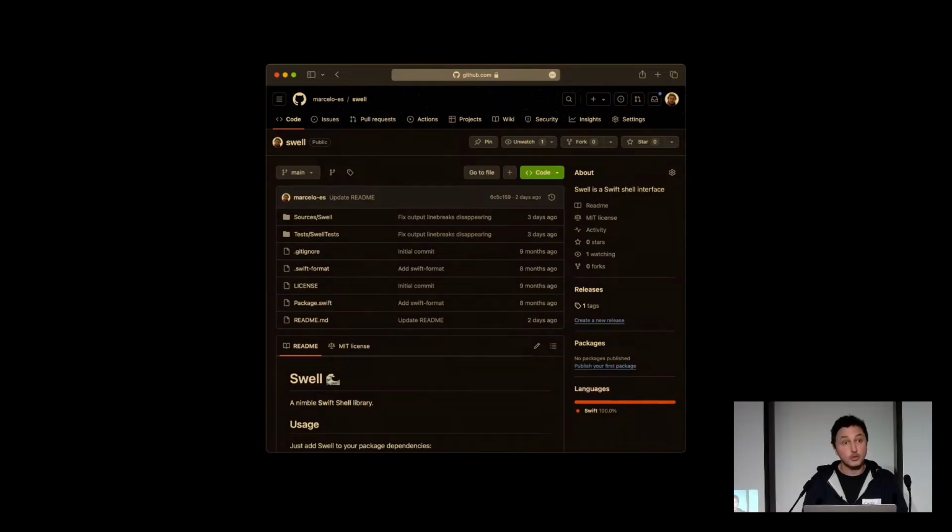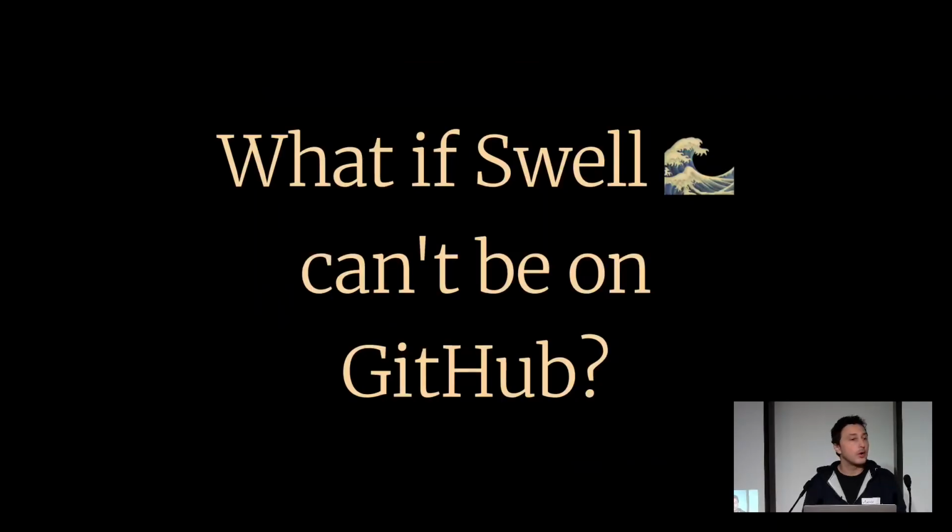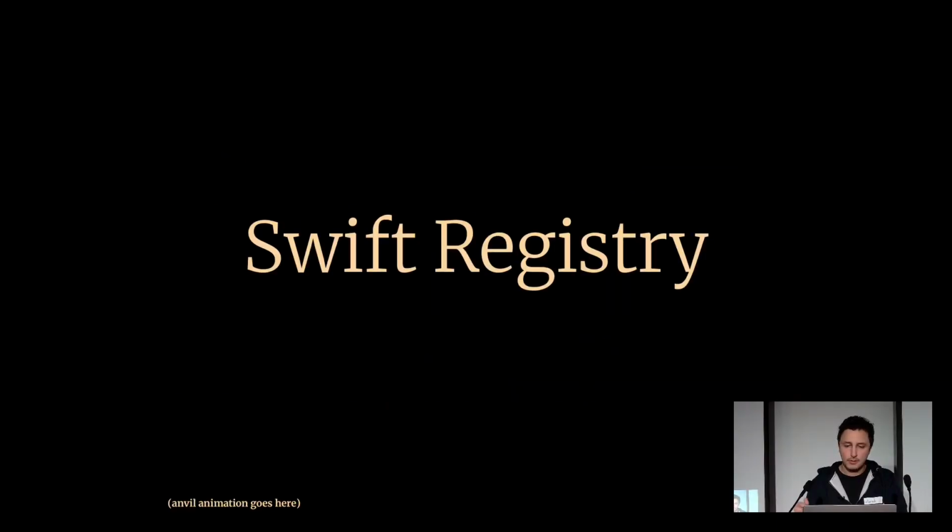Anyway, what I wanted to talk about tonight is what if swell can't be on GitHub? What if swell is an enterprise tool that cannot be open source? What if you don't trust GitHub, where tags can change and point to different versions every time your package resolves the packages? What if you're shy and you don't want it online? Okay, so that's when the Swift registry comes in, right?